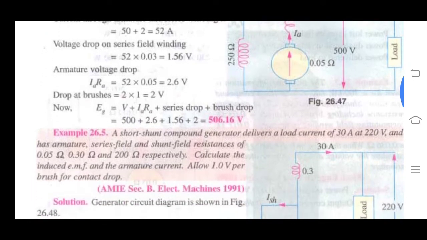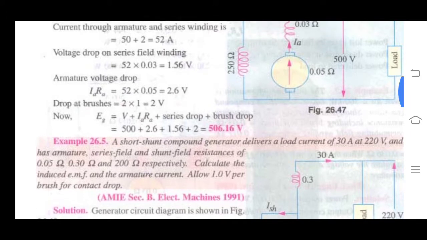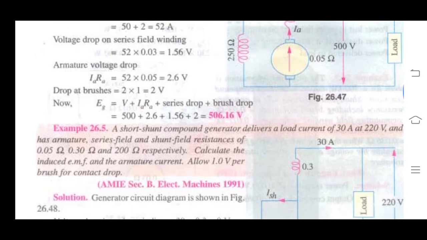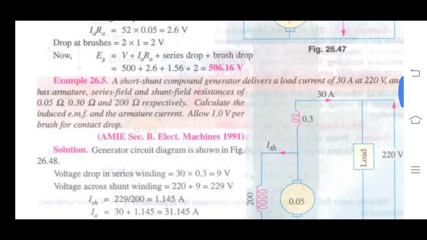Voltage drop on series field winding, 52 into 0.03 equal to 1.56 volts. Armature voltage drop equal to IA RA, 52 into 0.05 equal to 2.6 volts. Drop at brushes equal to 2 into 1 equal to 2 volts. EG is equal to V plus IA RA plus series drop plus brush drops.